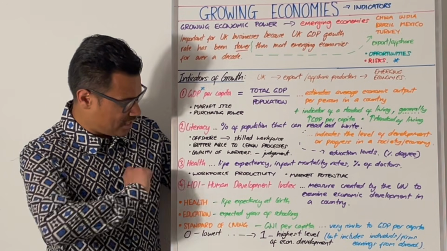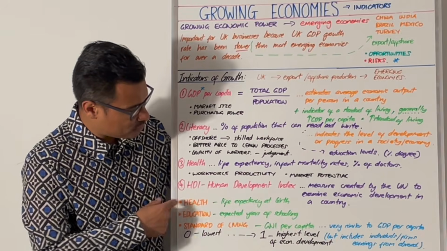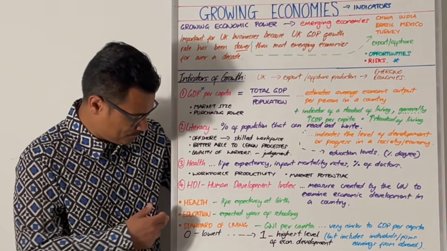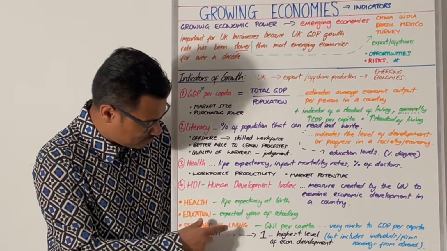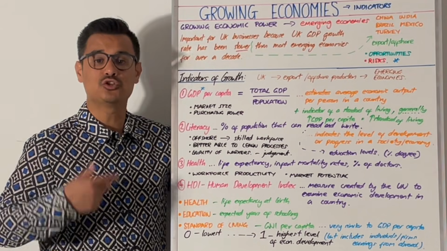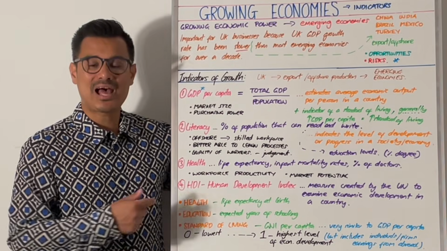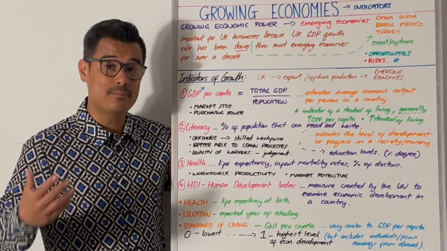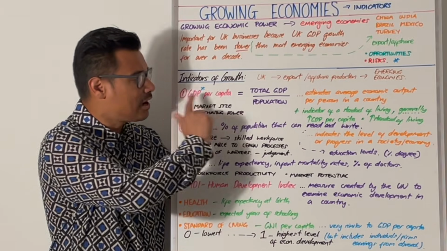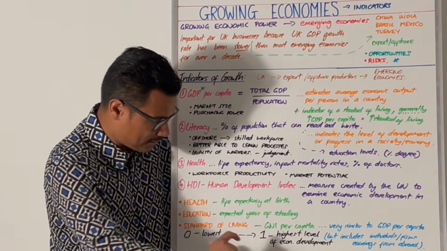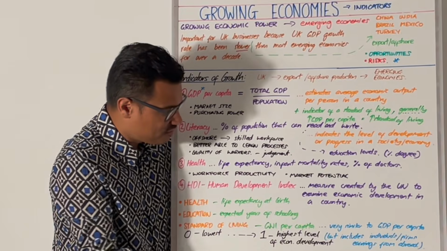Now, the three factors that help you calculate HDI are health, so we're looking at here a life expectancy at birth. We're looking at education, so the expected years of schooling that each individual will have within that economy. And then thirdly is the standard of living. Standard of living, we're thinking about GNI per capita, which is annoying because it's slightly different to GDP per capita that's in the spec. And that is essentially a very similar thing.